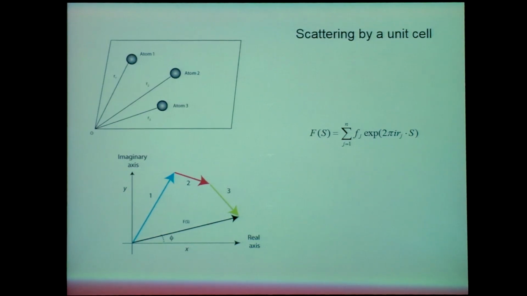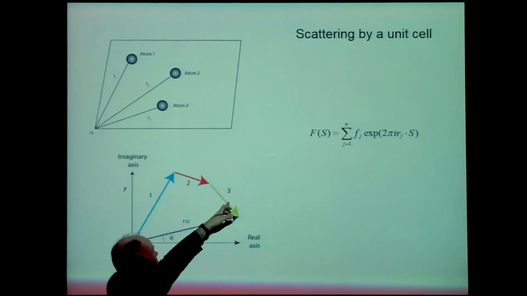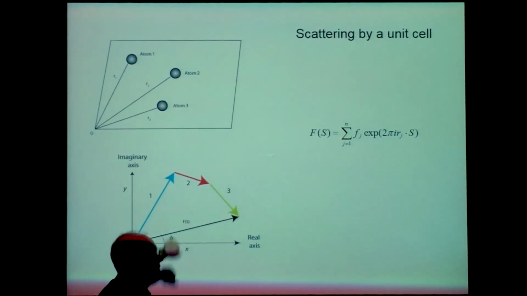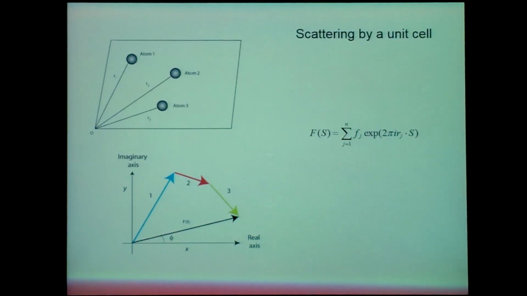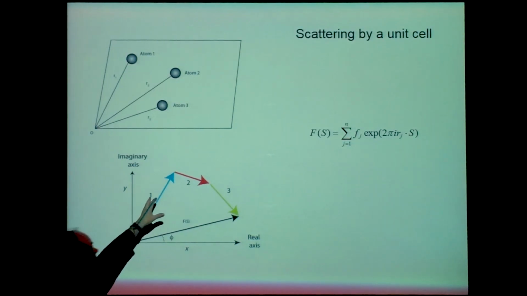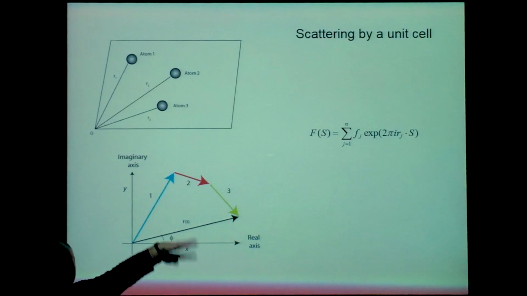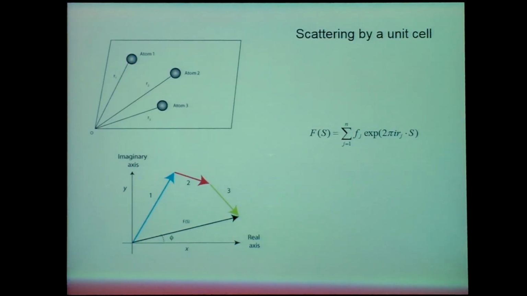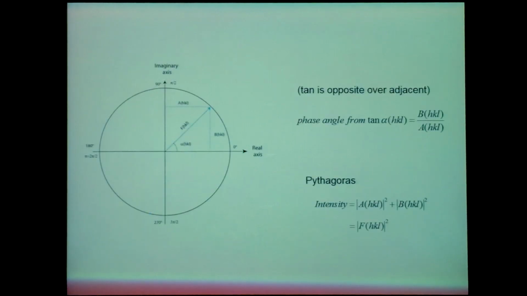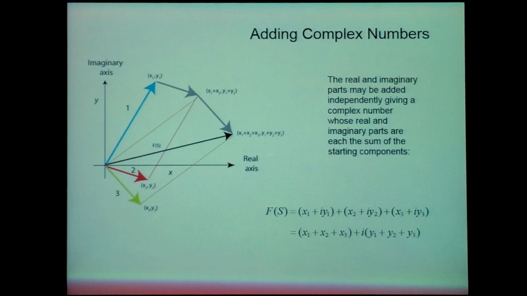I just realized there's a huge error in that diagram. Because the F's, the real part, should be the same amplitude. So this should be the same length as 1, 3 should be the same length as 1 as well, because they're the same atom. So the F's will always be the same for the same atom. It's the directions that will be different depending on where the phase of the wave is. So I have to correct that diagram. I showed you that one. I showed you adding the complex numbers.